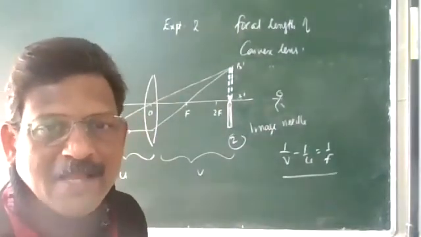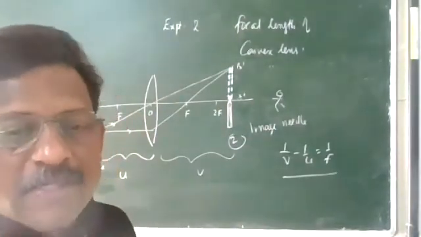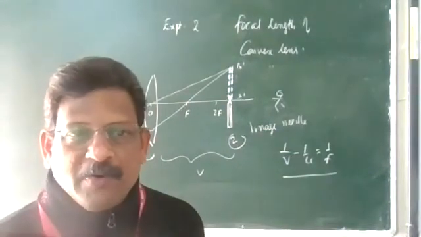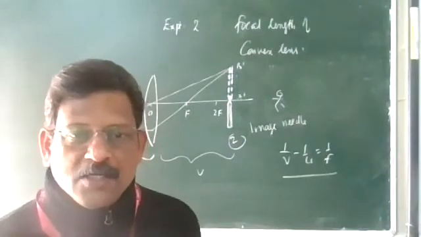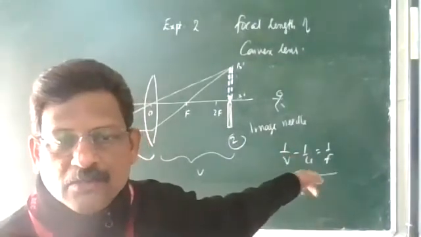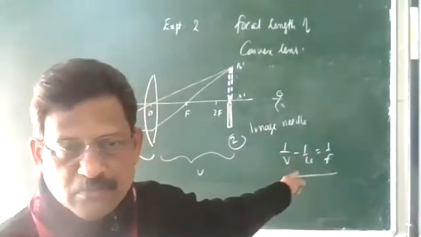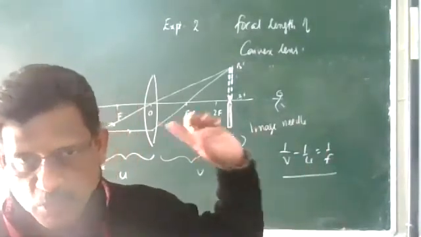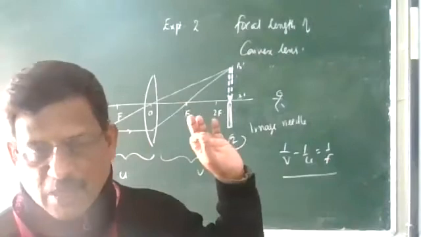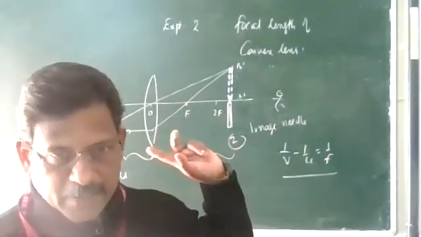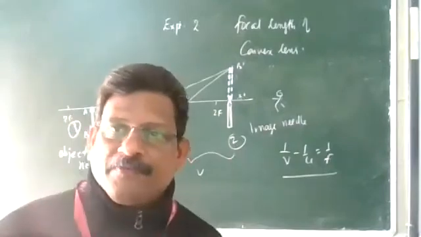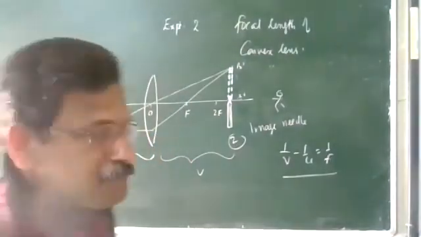So the main thing in this experiment is how to remove the parallax. We are not going to calculate the focal length from the equation. We use a graph, plot the graph, and from the graph only we calculate. How many readings you have to take? You have to take 6 readings, at least 5 readings.